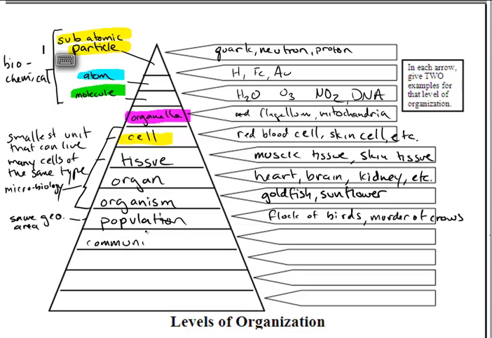So a community. We go from population to a community. And a community represents different populations of different species interacting in one geographic location. Can someone give me an example of a community?